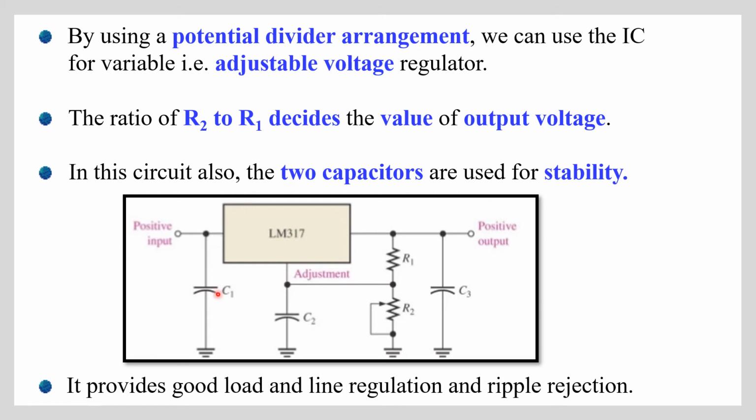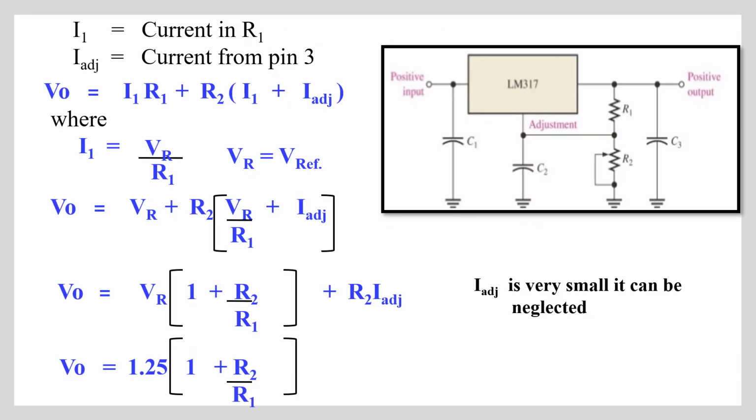In our lab we have made a power supply using the LM317. During the practical I will show you the diagram and we will see how the IC is connected in the power supply. Let us find the expression for the output voltage in terms of R1 and R2. So I1 is the current in R1 and I adjust is the current from pin 3.